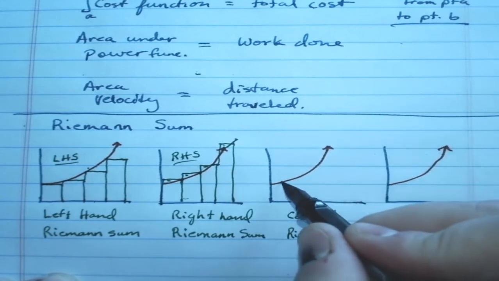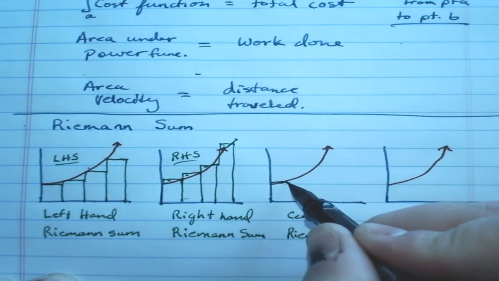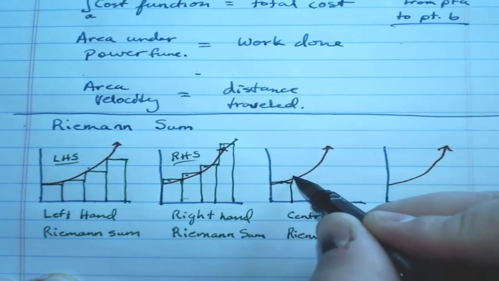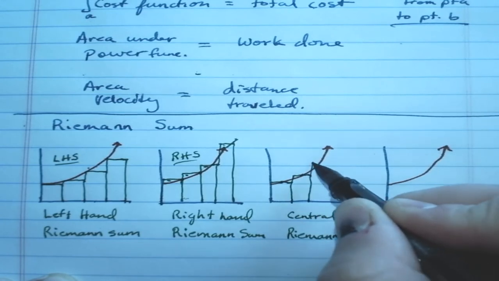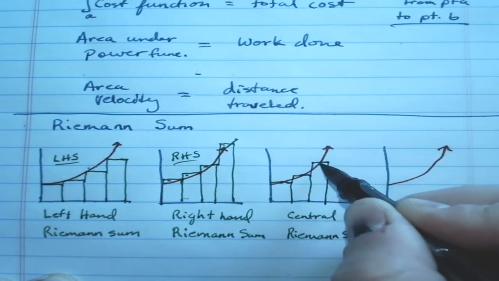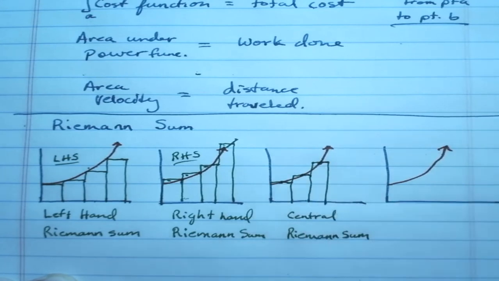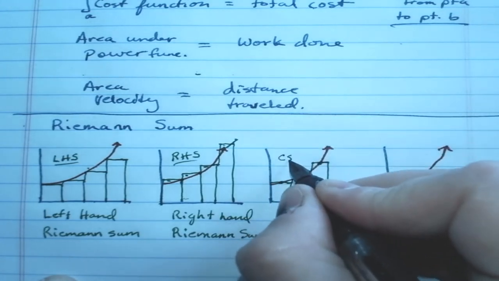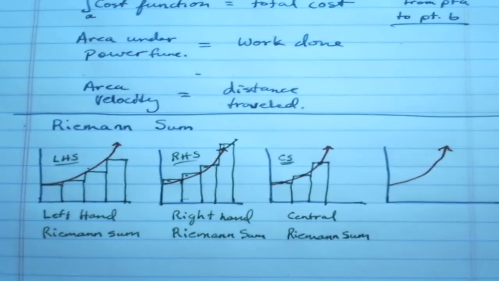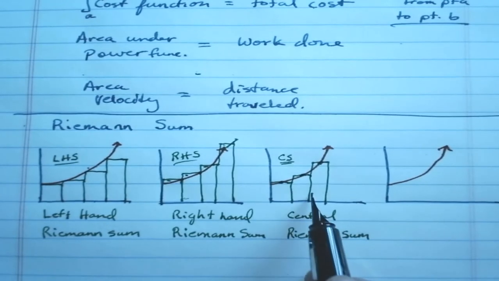Okay, in a central Riemann sum, we actually put the center of the bar on the curve. So we'll see boom, boom, boom, the center. This is a better estimate, okay? And that would be a central sum. This is a much better estimate than a left or a right-hand sum.